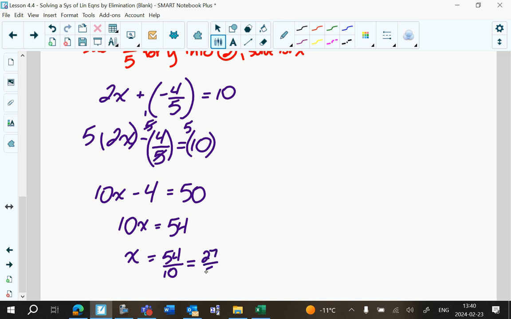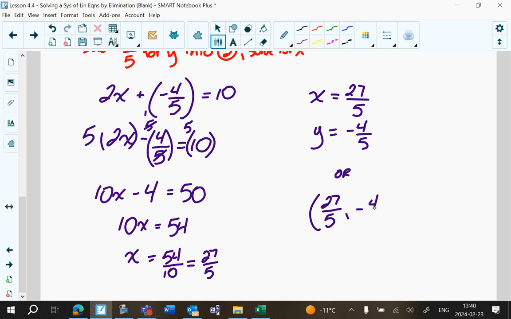So that was a bit of a nasty one. So this time, x is going to be 27 over 5, and y is going to be negative 4 over 5. Or we could write it as a coordinate, 27 over 5, comma, negative 4 over 5.